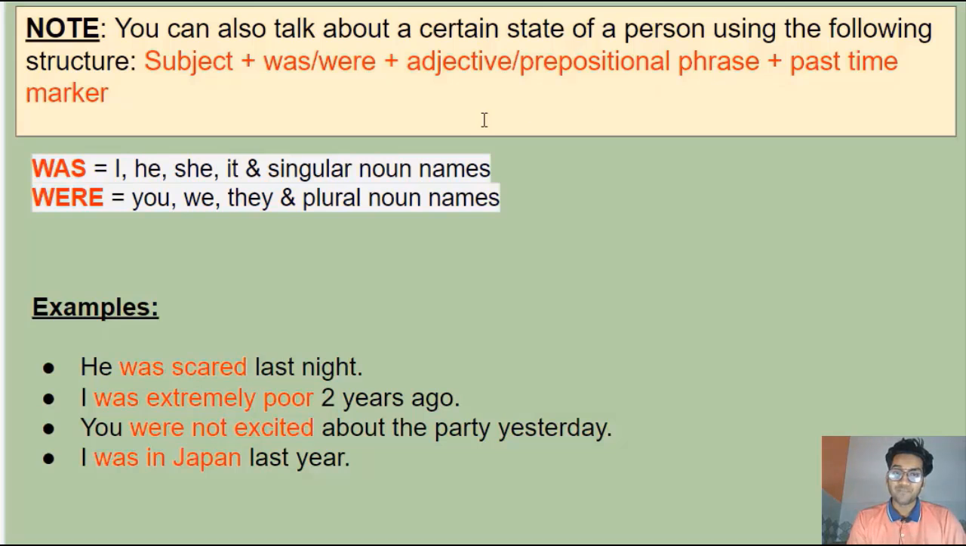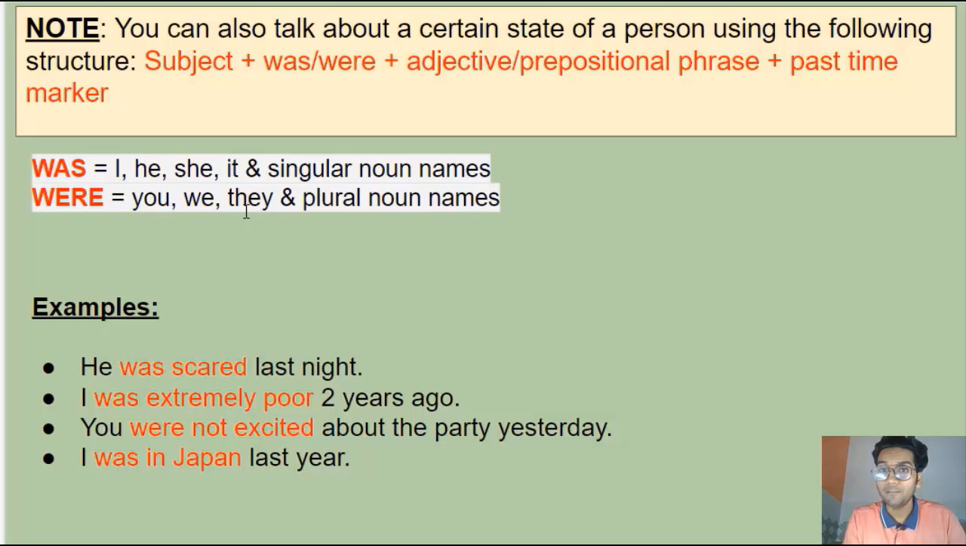Now, how to use was and were. Was is used with a singular subject, I, he, she, it, and all the singular noun names. I was, he was, she was, it was, Rahul was, Max was, my mama was, my father was, right? Singular. Were is used with a plural subject. You were, we were, they were, and all the plural noun names.